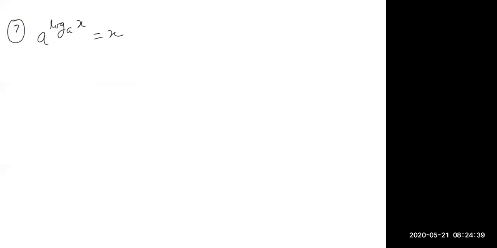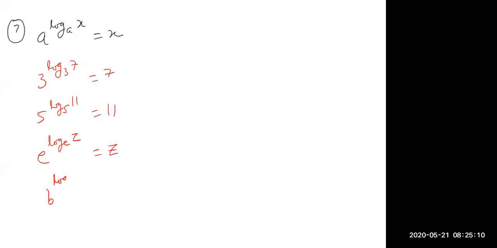Same thing will come. For example, 3 raised to power log 3 7. So this will cancel. This will be 7. 5 raised to power log 5 11 will be 11. E raised to power log e z will be equal to z. B raised to power log b c will be equal to c.